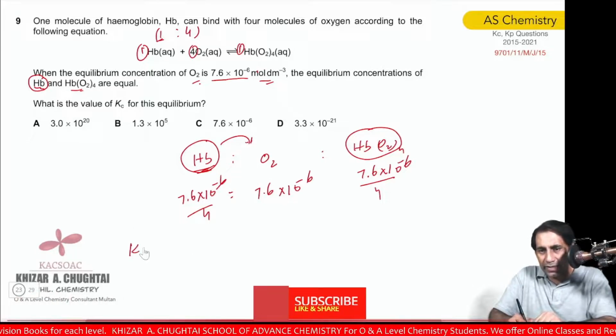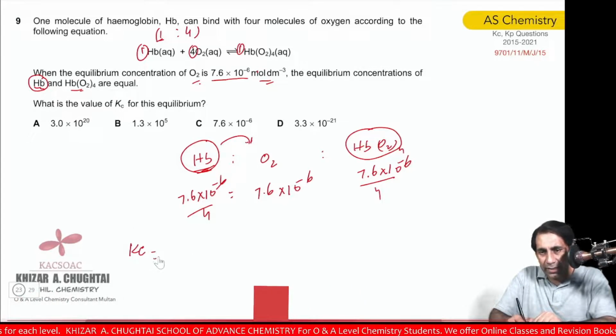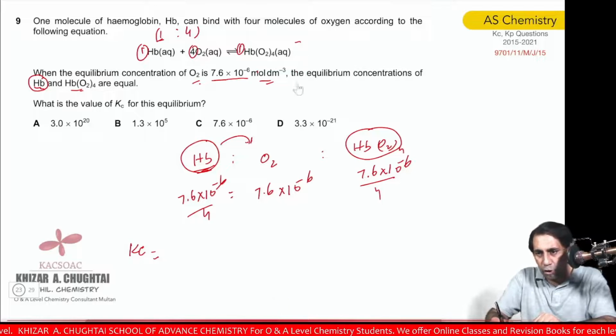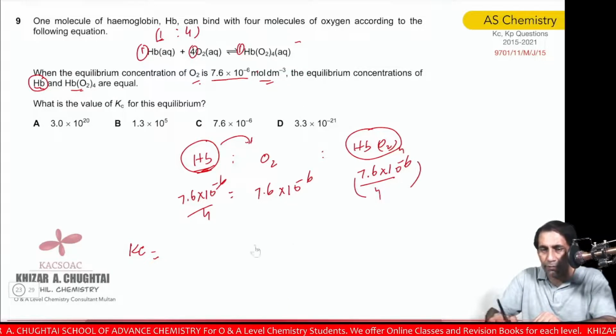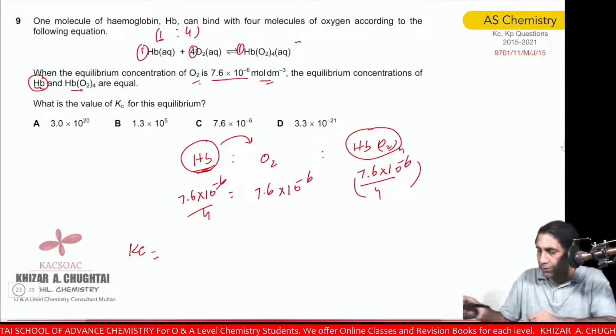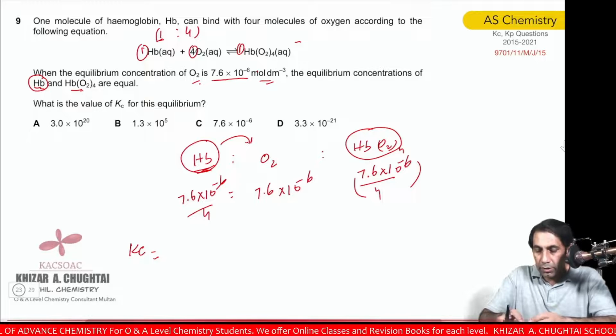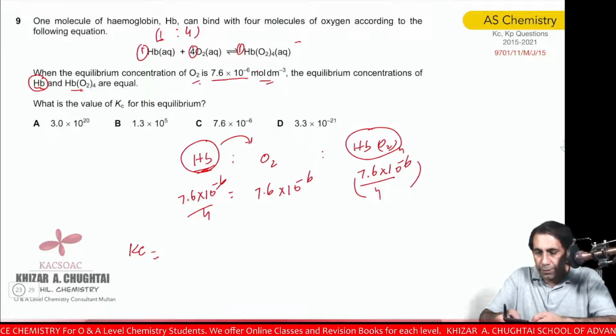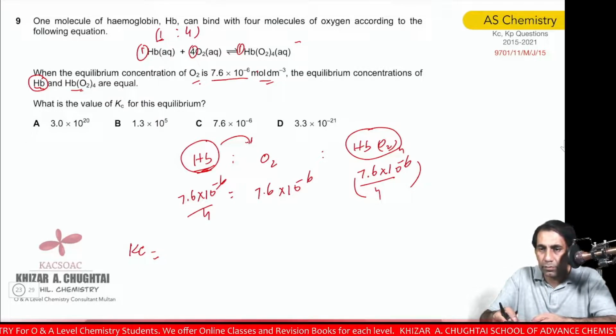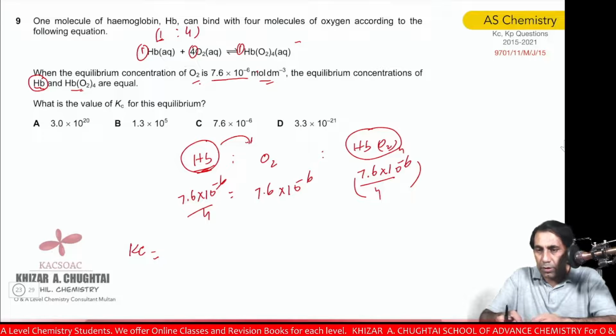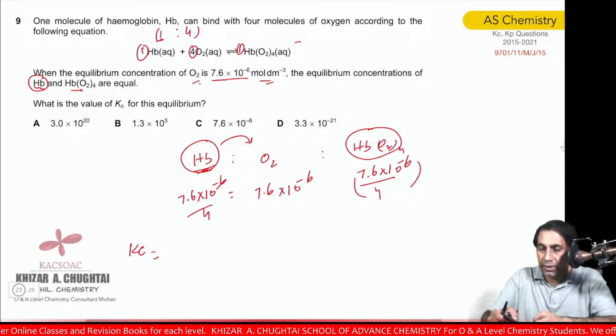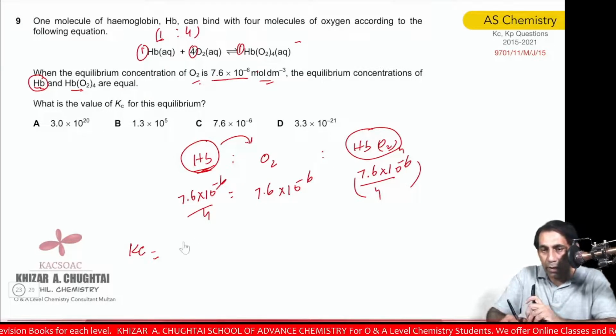So what is the answer of Kc? Oxyhemoglobin, what is the answer of this oxyhemoglobin? That is equal to 7.6 divided by 4, 7.6 into 10 to the power minus 6 divided by 4. And the answer is 1.9 into 10 to the power minus 6.